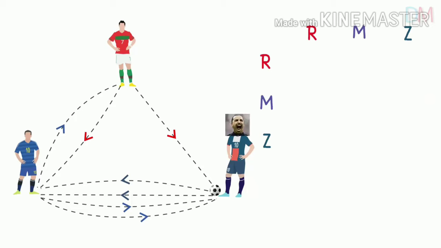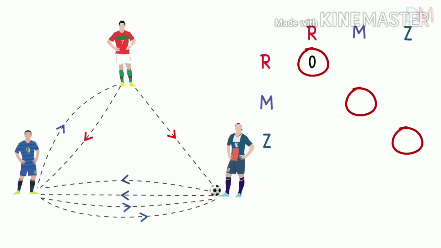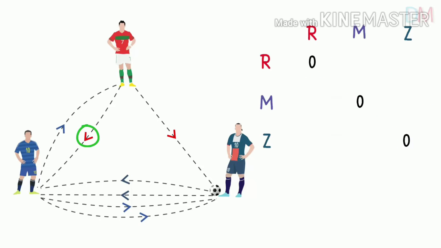We all know what Zlatan is capable of, but let's assume the players can't pass the ball to themselves. So these 3 elements will be 0. There is one arrow going from R towards M, so we write a 1 here, and there's just one pass from Ronaldo to Zlatan. Similarly, we fill the rest of the slots.